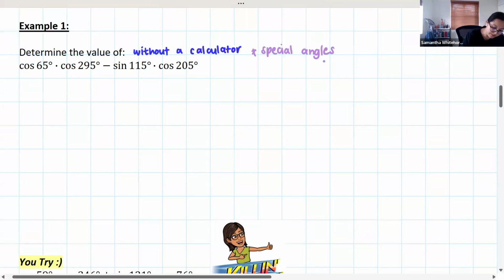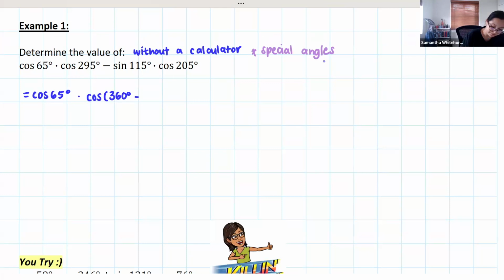All right, so I'm keeping my acute angles. That means cos 65 for now is going to stay cos 65. The cos of 295 can be written as a reduction of cos(360 - 65). Right, then I've got minus sin 115. Again, it's an obtuse angle, so I'm going to apply my reduction: 180 - 65. And cos of 205, again, a reflex angle now, I'm going to apply a reduction.